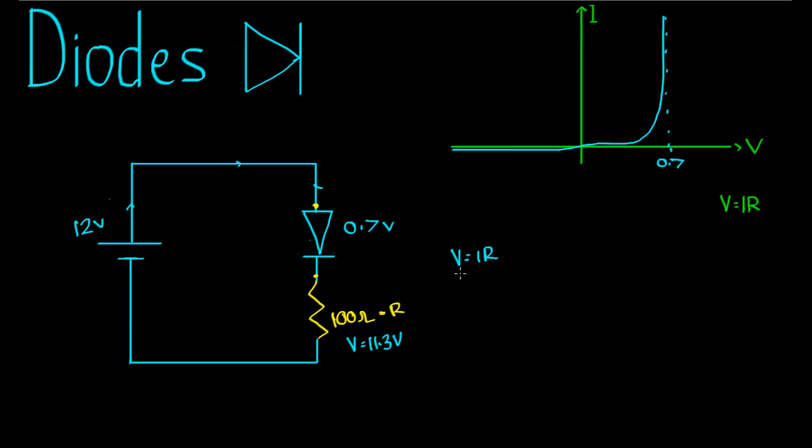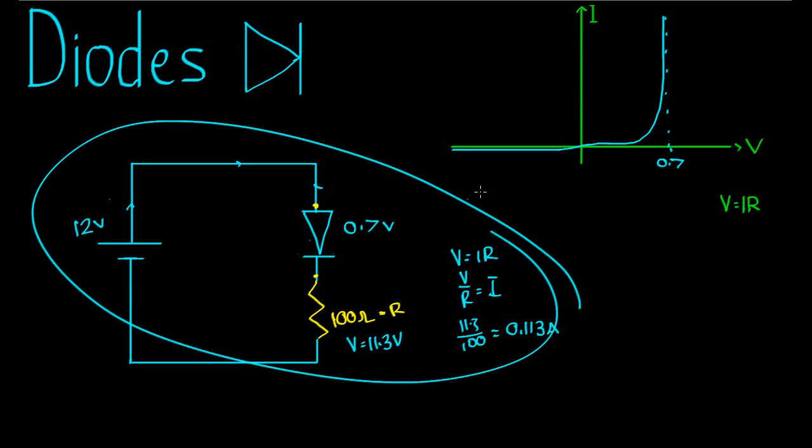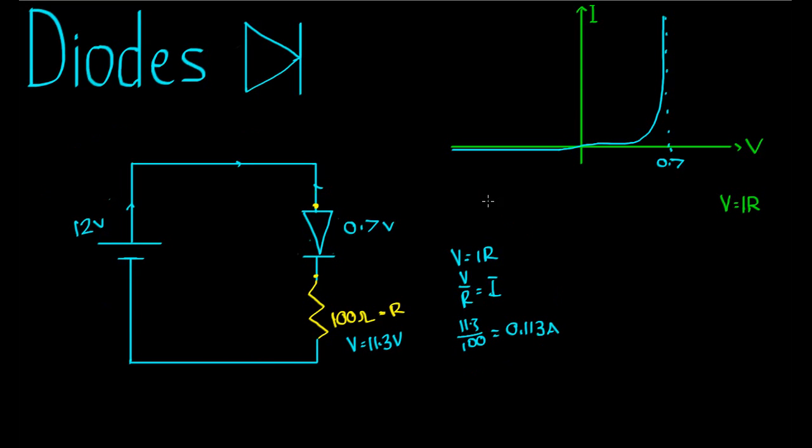V equals IR, V on R equals I. V on R is equal to 11.3 over 100, which is actually 0.113 amps. So that is the amount of current flowing through that circuit there. Moving on to another similar question, in which we have the same 12 volt battery, but two different values here.